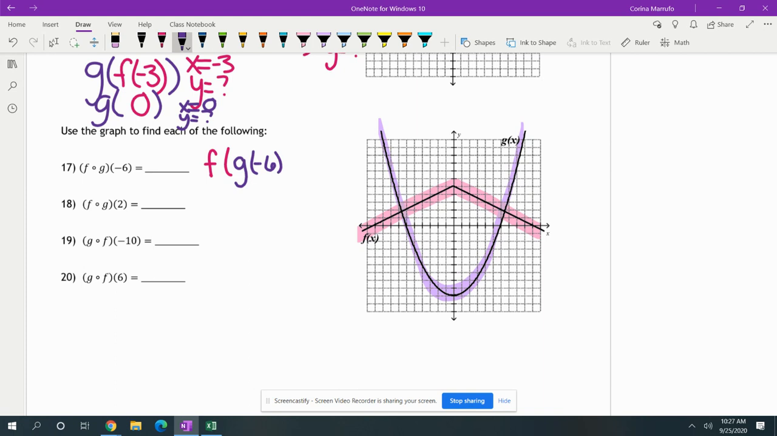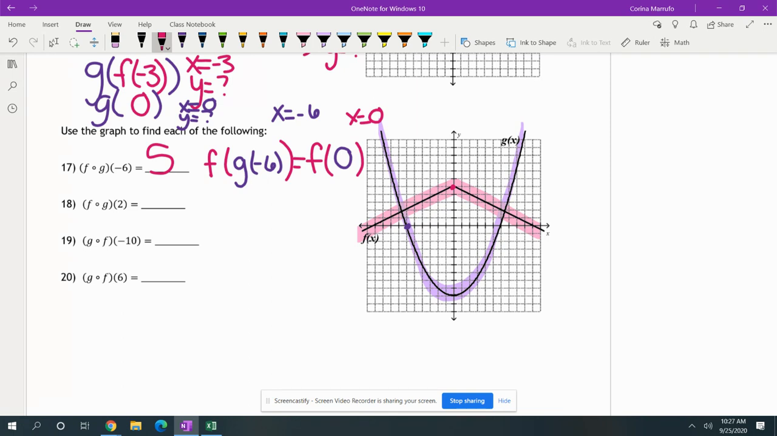So I'm not going to write down all my work, but we're going to look up when x is -6, what is my g function at? So here's -6, 1, 2, 3, 4, 5, 6. My g function is at 0. So we are looking for f of 0. So then we're going to look up when my x value is equal to 0, what is my y value? So my y value is 1, 2, 3, 4, 5. So that would give us 5.